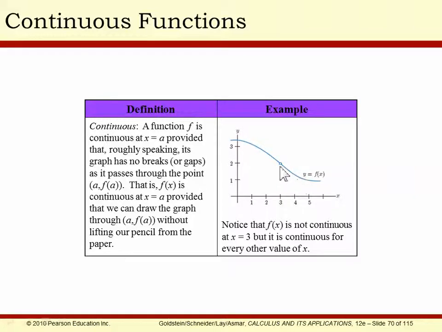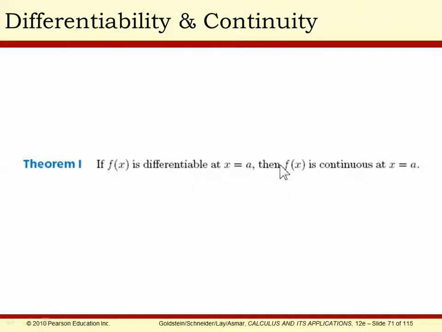Notice the limit exists at 3 because as we approach 3 from the left-hand side, the function is getting closer to 2. As we approach 3 from the right-hand side, the function is still getting closer and closer to 2, but it's not continuous there. If it were continuous, the value would have to be 2, but it's not even defined at all.